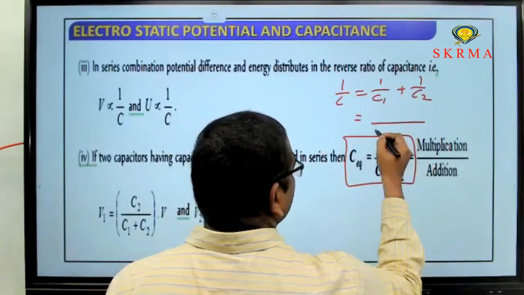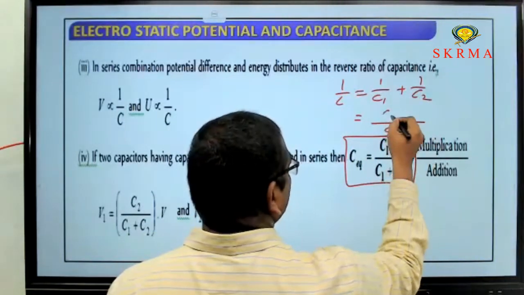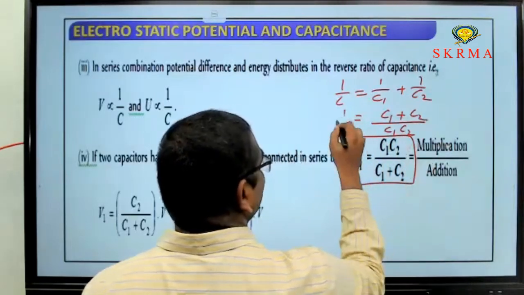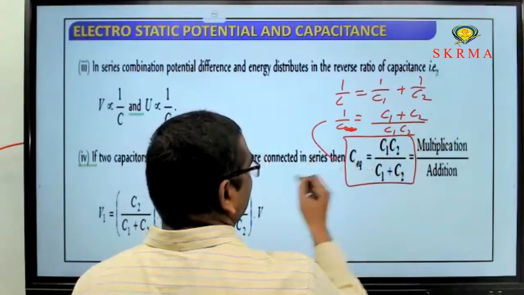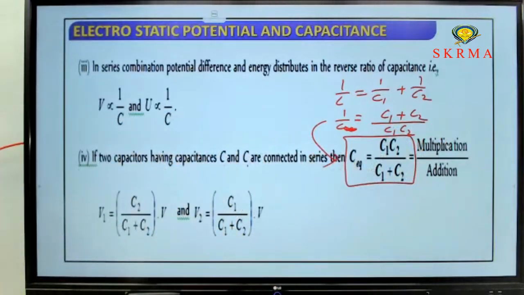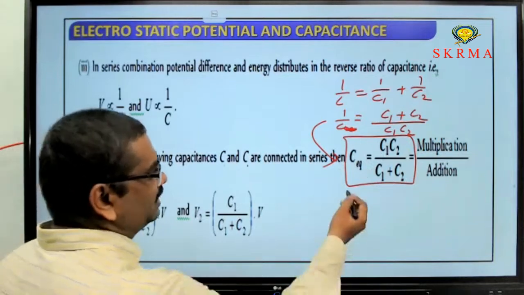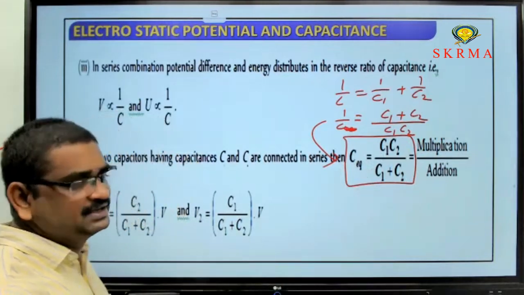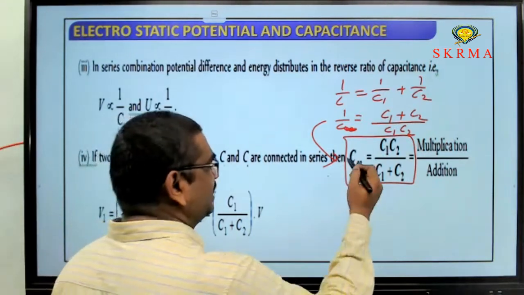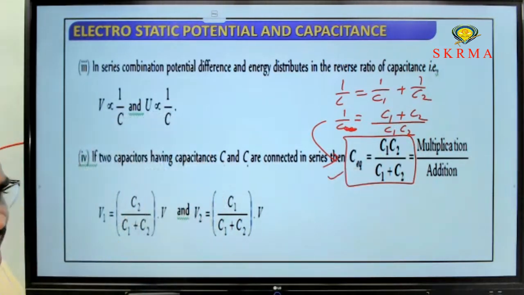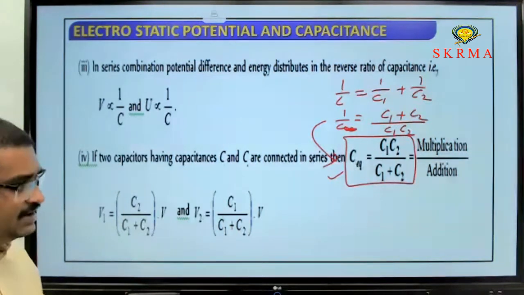Take LCM. LCM is how much? C1 C2. The numerator is C1 plus C2. This is 1 by C. From this, we can solve like this: 1 by C equal to C1 plus C2 by C1 C2. Then we can write this as C equal to C1 C2 by C1 plus C2. So if two capacitors are connected, then directly we can use this equation. C equivalent in series combination is C1 C2 by C1 plus C2.